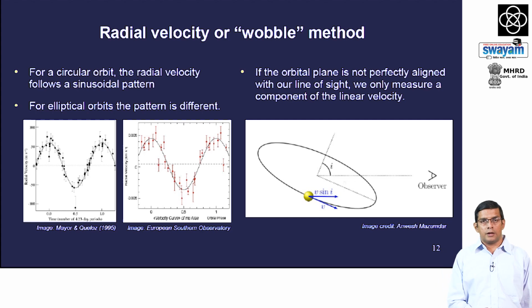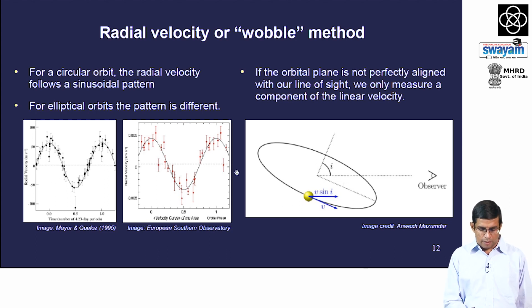So, first of all, if the orbit of the planet is circular, then the radial velocity follows a sinusoidal pattern, as can be seen in these two graphs here. This first one is actually the first planet which was detected using this method, 51 Pegasi b, in 1995. As you can see, on the x axis is the time or phase, equivalently, where the phase is calculated by determining the period of this wobble, and on the y axis is the radial velocity. So, the positive velocity and the negative velocity are for the two directions of the star's movement along the line of sight or away from the line of sight.